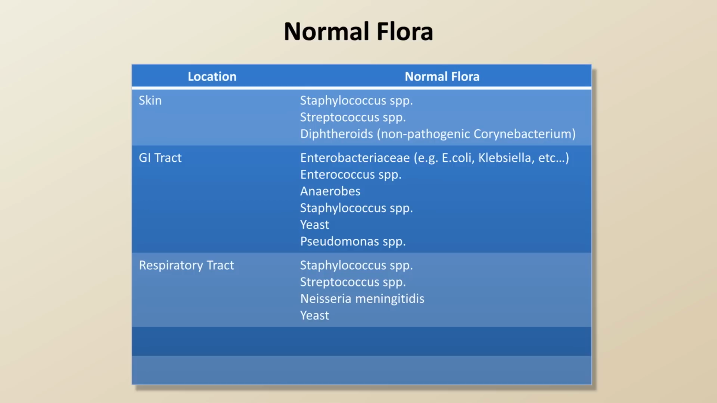Unlike these previous sites, the urine and blood have no normal flora. Although not listed on the slide, cerebrospinal fluid and peritoneal fluid are also two body fluids which are normally sterile. This explains why cultures of the skin, GI tract, and to a lesser extent, the respiratory tract, are of limited utility, whereas cultures of these other sites, such as blood and urine, are critically important to diagnosing infectious disease.